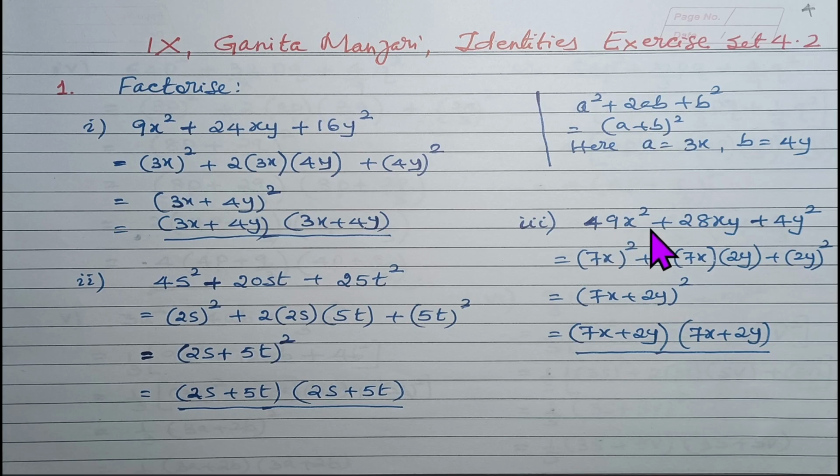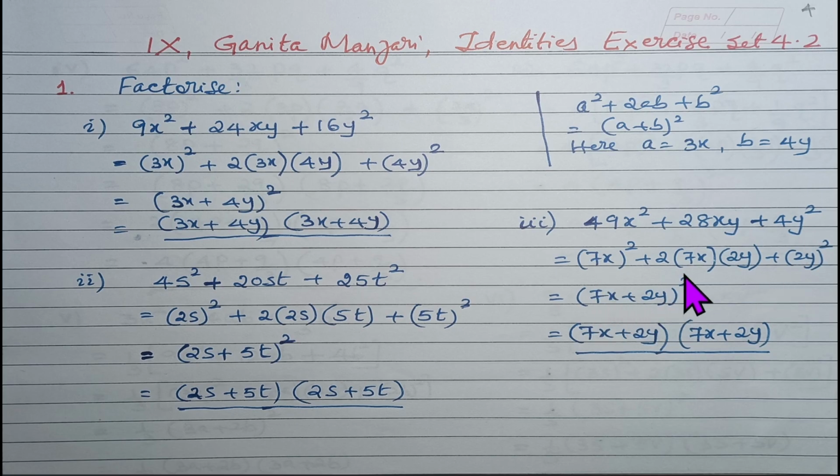Now the next example is 49x square plus 28xy plus 4y square. 49x square can be written as (7x) whole square. The first term and the third term are square terms, so (7x) whole square and (2y) whole square. Now let us check whether 2ab is correct. 2 into 7x into 2y becomes 28xy, 100% correct. The middle term is also correct, and therefore it is of the a square plus 2ab plus b square form.